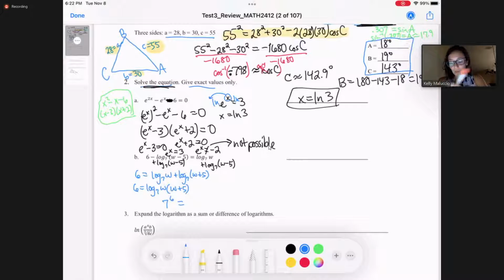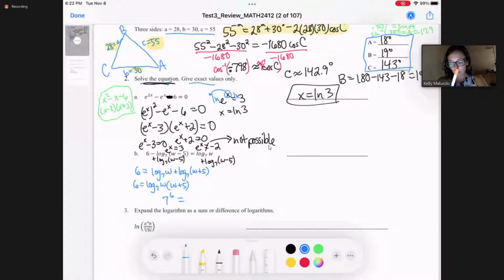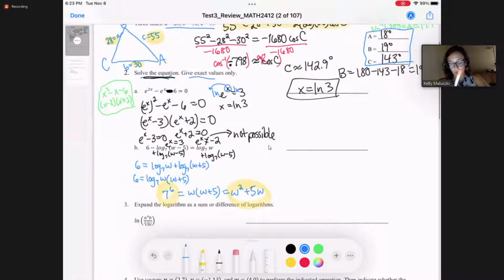Okay. So this is 7 to the 6th equals w times w plus 5, or w squared plus 5w, right? So this is crazy because if I subtract this number from both sides of this equation, we get this gross quadratic of w squared plus 5w minus 7 to the 6th, which is 117649, a huge number, equals 0. So this does not factor nicely.